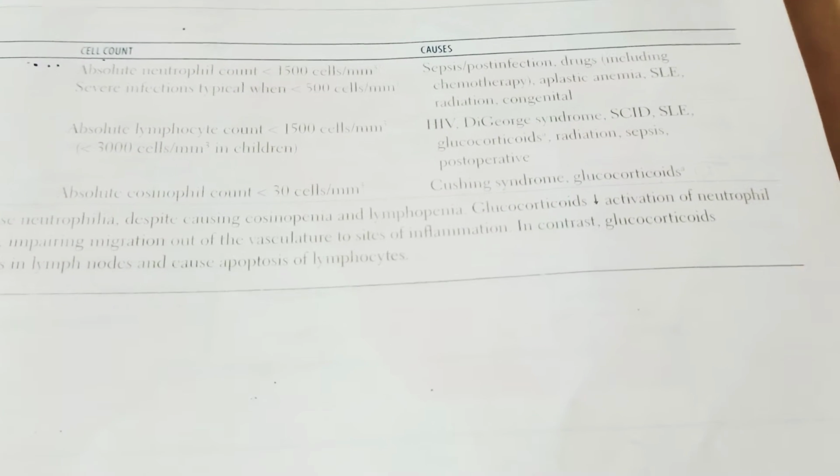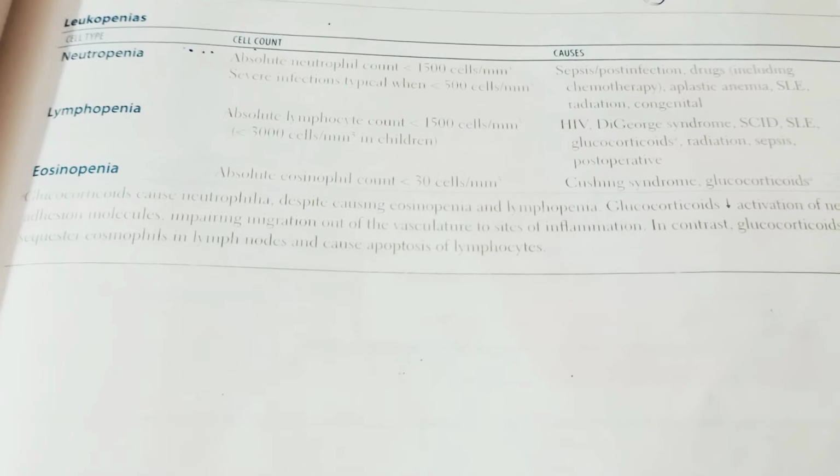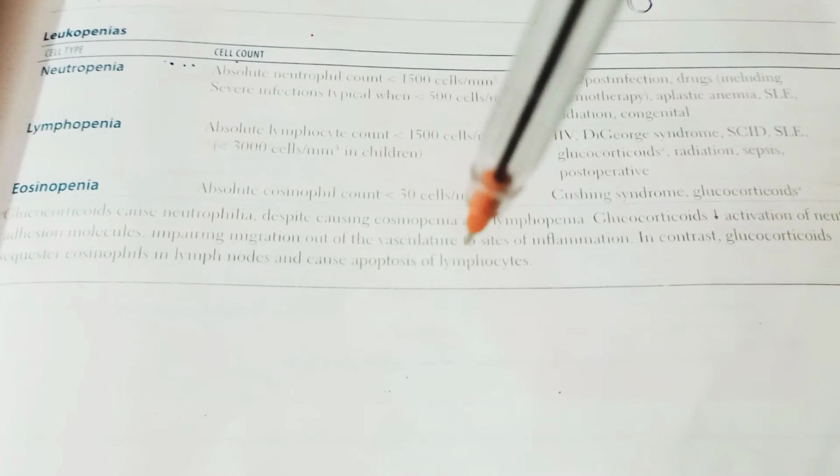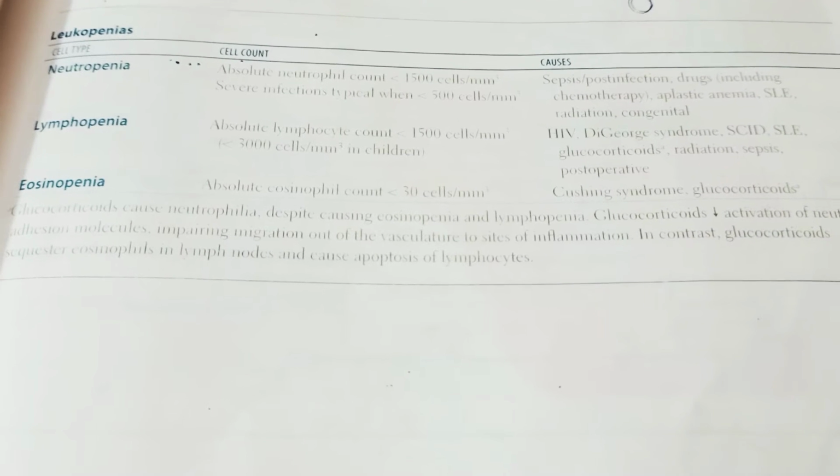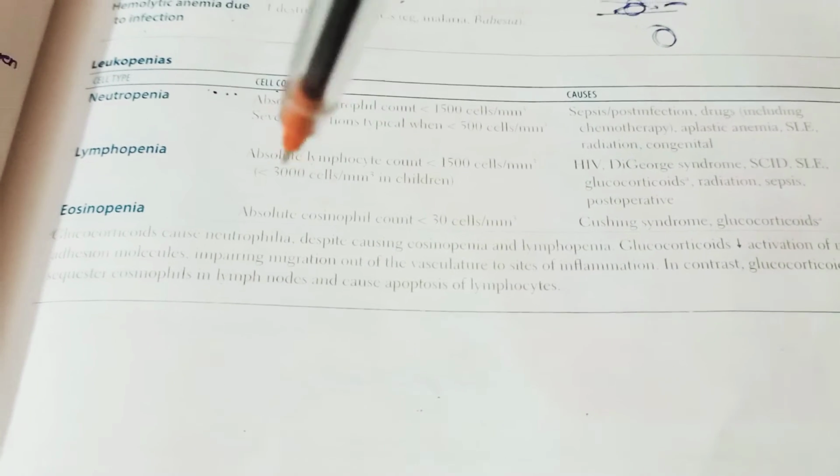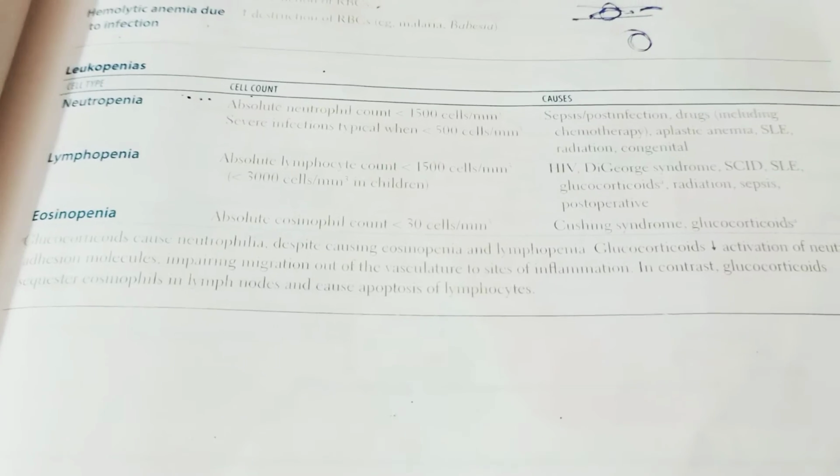Okay, in contrast, glucocorticoids sequester eosinophils in lymph nodes and cause apoptosis of lymphocytes. So lymphocytes and eosinophils are decreased, but the neutrophils are not decreased in the case of usage of glucocorticoids.